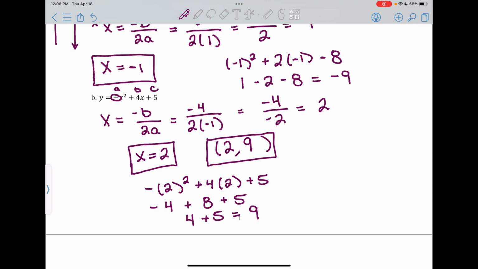So this is another way of finding your vertex and the equation of the axis of symmetry. We didn't even have to find our x-intercepts to know what the vertex point is, but if you were to find the x-intercepts, 2, 9 should still be in the middle of your x-intercepts.